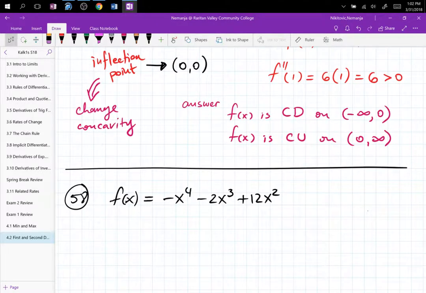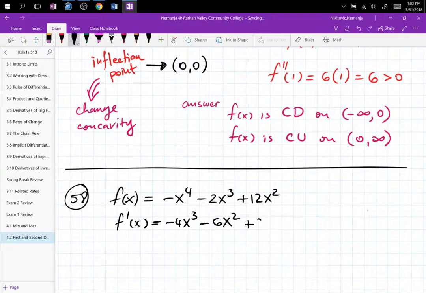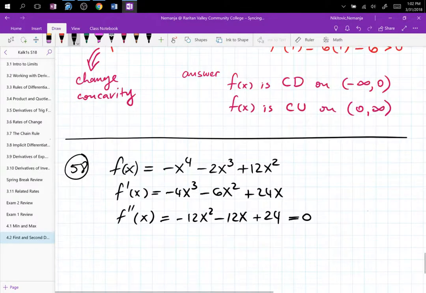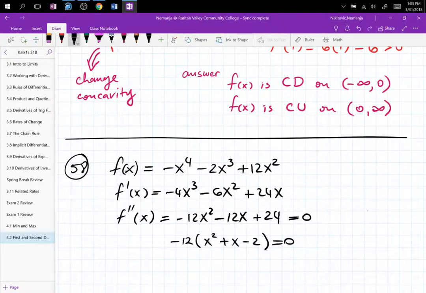We're looking for concavity, so 2 derivatives immediately. So f prime is negative 4x cubed minus 6x squared plus 24x. And then the second derivative, the one we actually care about, is negative 12x squared minus 12x plus 24, equal to 0. Now, before you freak out, factor out negative 12. And then the calculations become a joke. So you get x squared plus x minus 2 equal to 0.